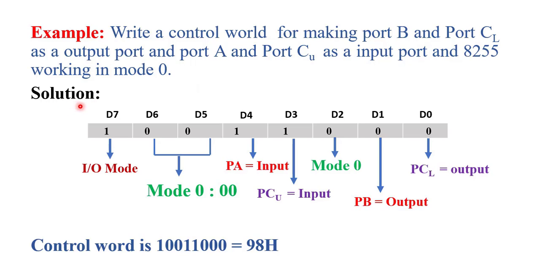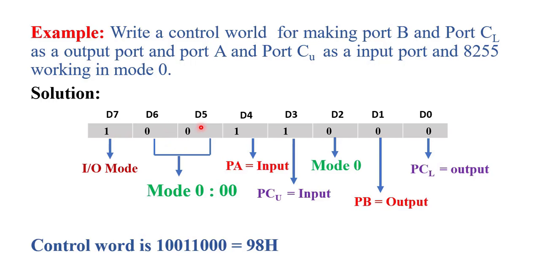So the solution of the example is, as I have already told, the 8255 control word has 8 bits, D0 to D7, and the most significant bit, D7, defines in which mode 8255 is working. If 8255 works in BSR mode, this bit is 0. If 8255 works in input output mode, this bit is 1. As mentioned in the example, 8255 works in mode 0. It means it works in input output mode. So the D7 bit is 1.